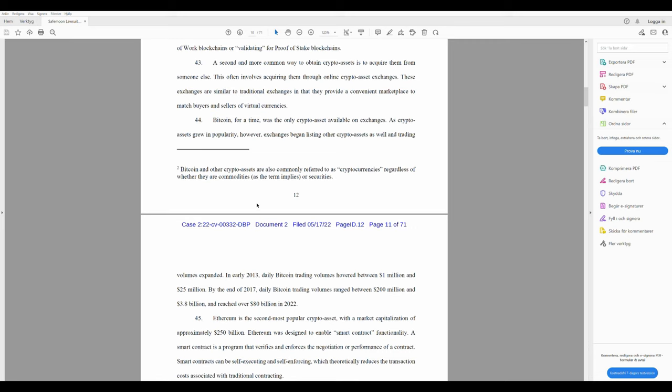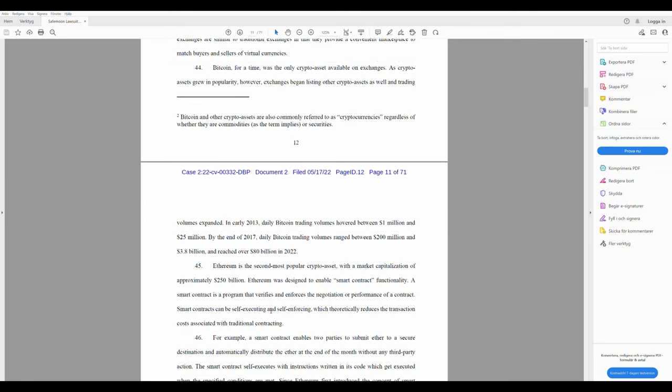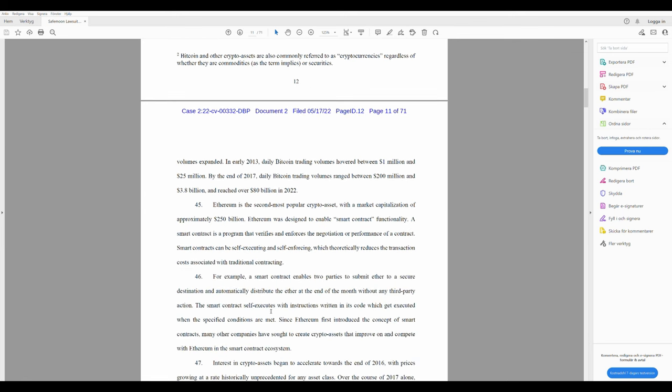In early 2013, daily Bitcoin trading volumes hovered between $1 million and $25 million US dollars. By the end of 2017, daily Bitcoin trading volumes ranged between $200 million and $3.8 billion US dollars and reached over $80 billion US dollars in 2022. Ethereum is the second most popular crypto asset, with a market capitalization of approximately $250 billion. Ethereum was designed to enable smart contract functionality.